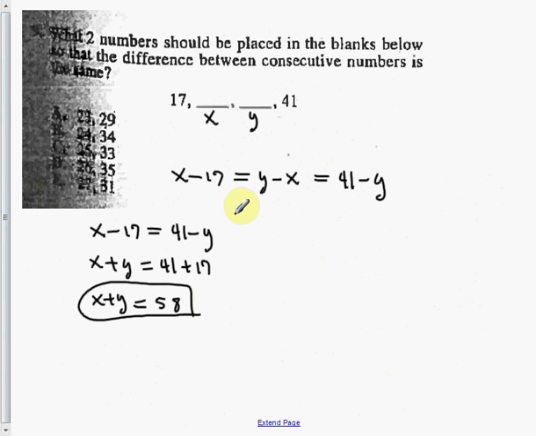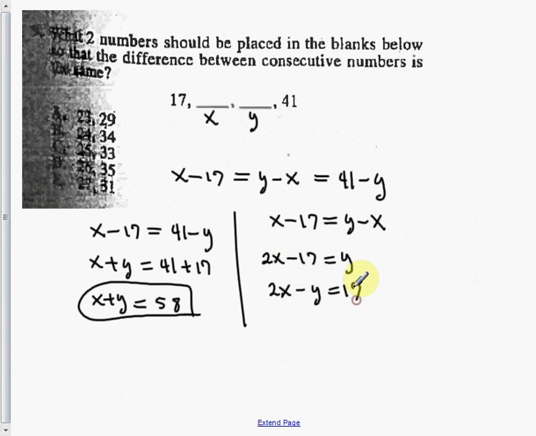Now watch this. I also have that x minus 17 is equal to y minus x. So I'm going to add x to both sides. So I get 2x minus 17 is equal to y. Then I add 17 to both sides and subtract y from both sides, which gives us 2x minus y is equal to 17.